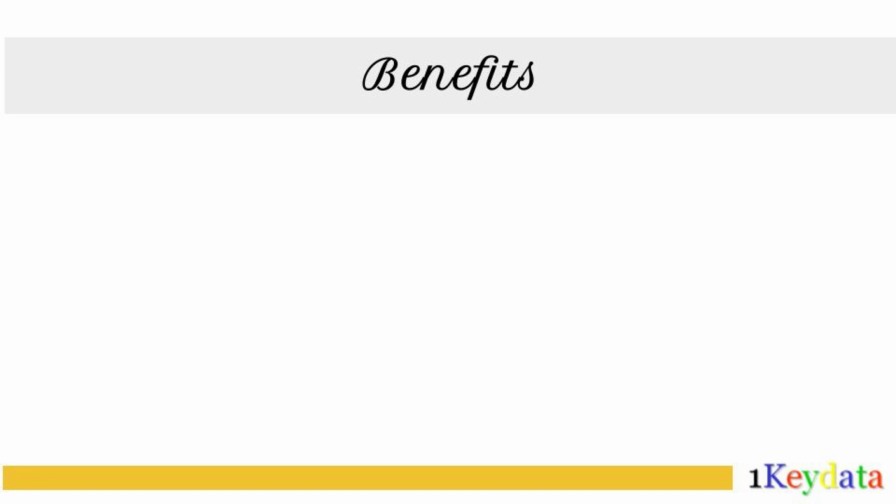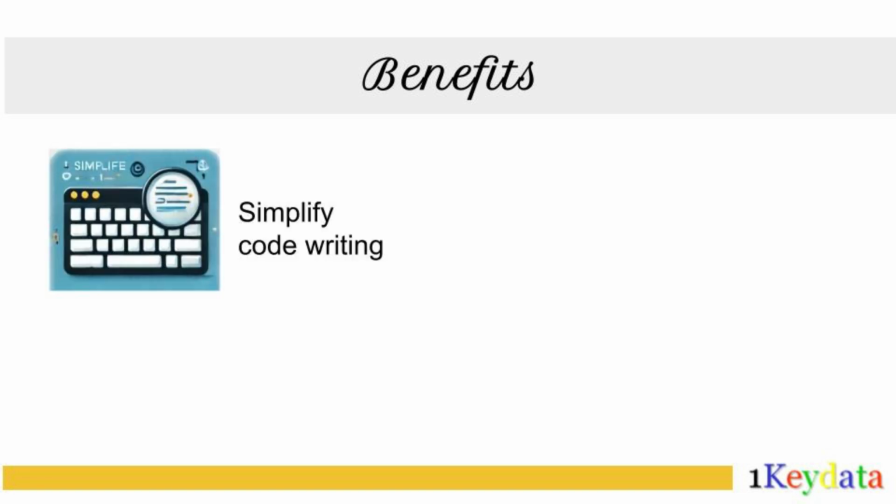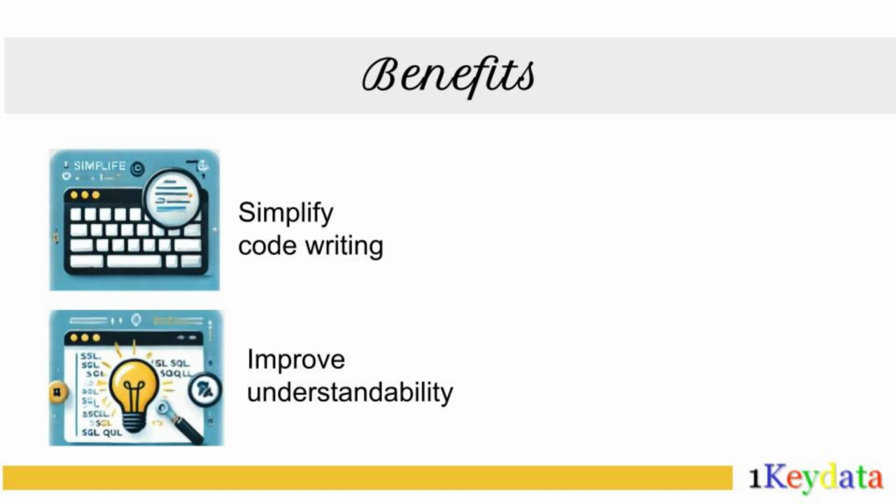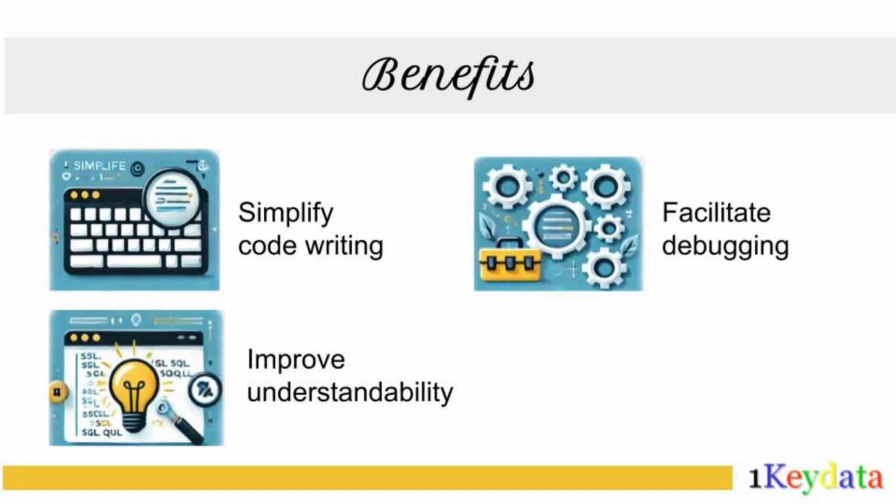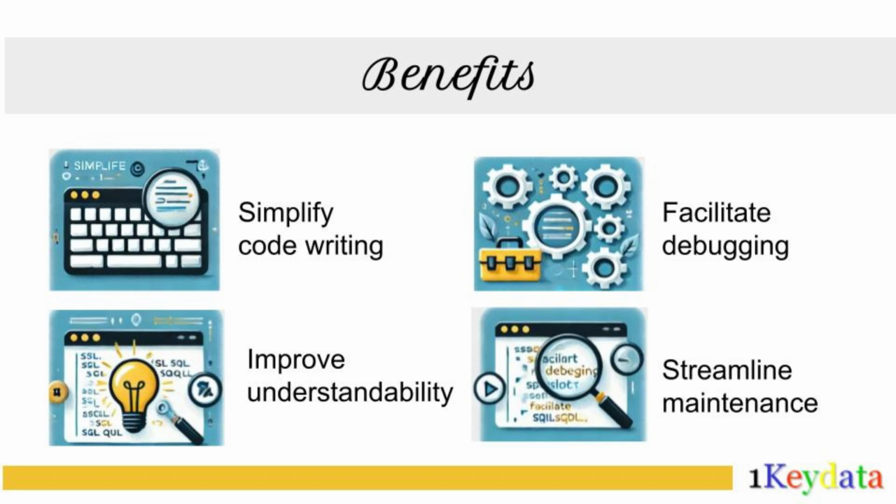Aliases bring several benefits. First, it simplifies code writing in that we no longer need to always write out the full table names or column names. As a result, it makes the code more understandable, which means debugging is easier, and code maintenance is more streamlined. Let's look at some examples.